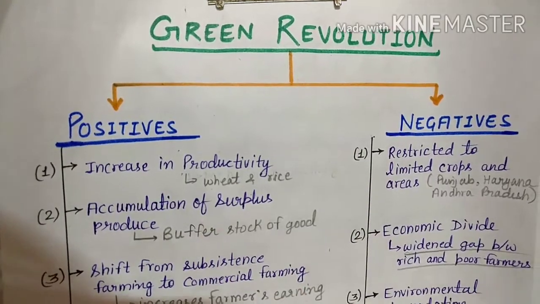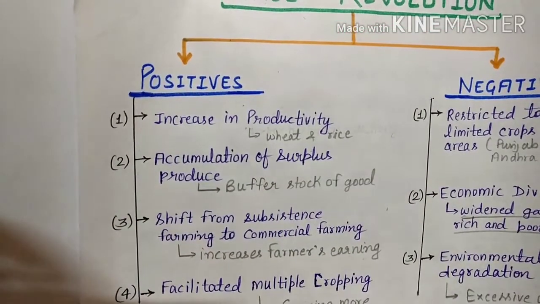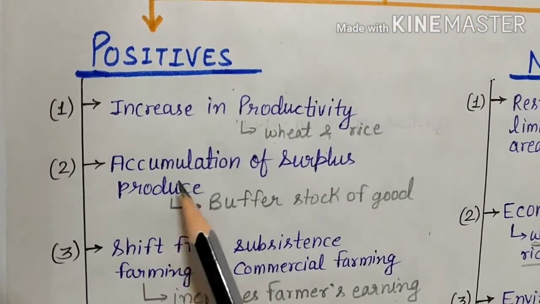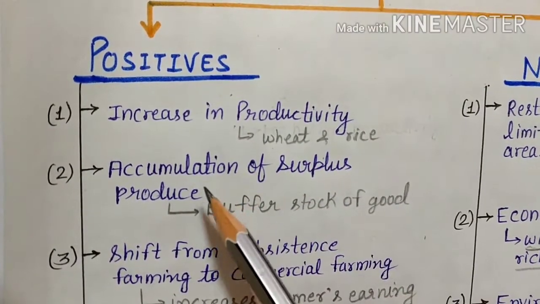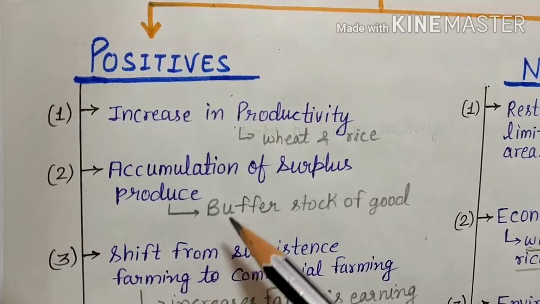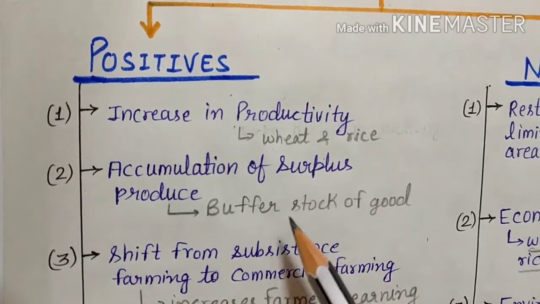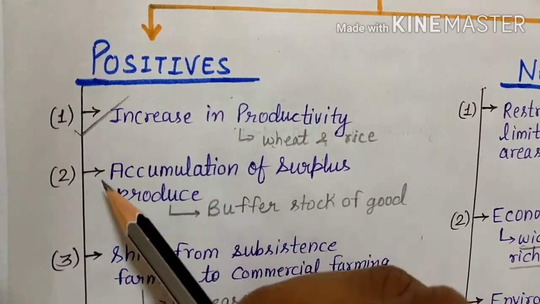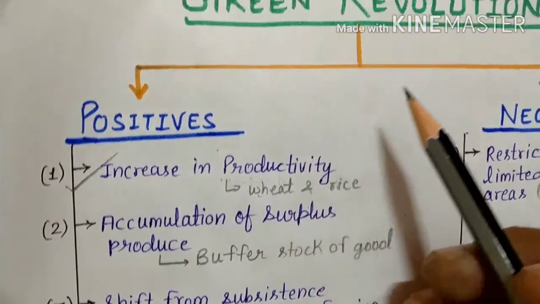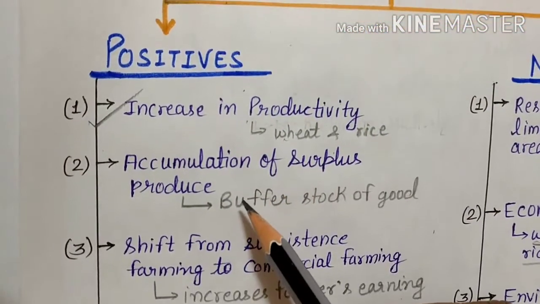So first we'll talk about the positives of the green revolution. Under positives, first we will talk about the increase in productivity. By adopting new agriculture technology, the green revolution has increased the per hectare productivity of major cereals, especially wheat and rice. So this is the first positive, or you can say first advantage, of the green revolution.